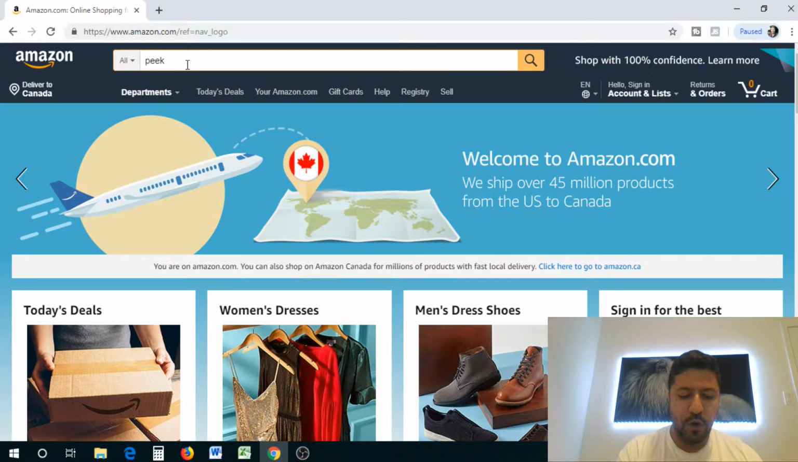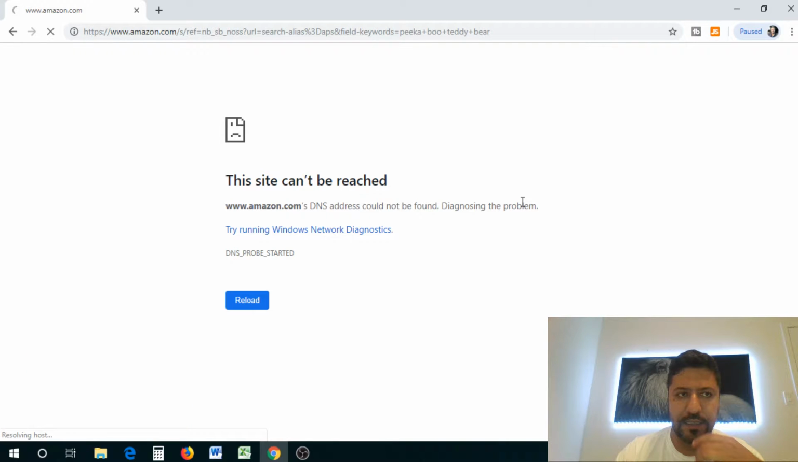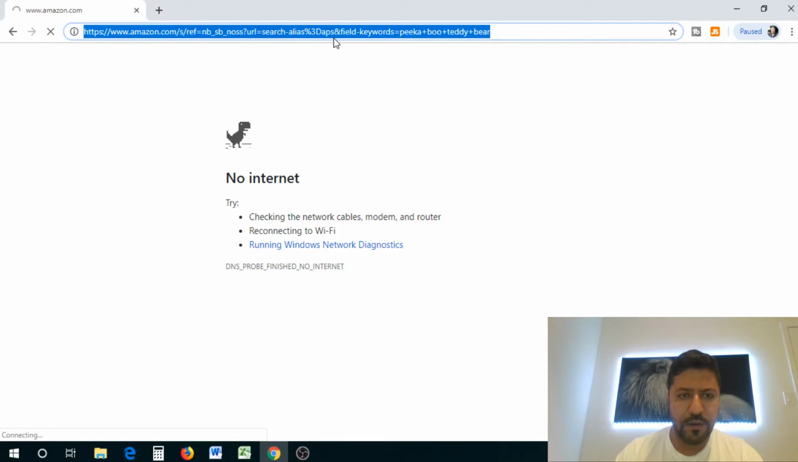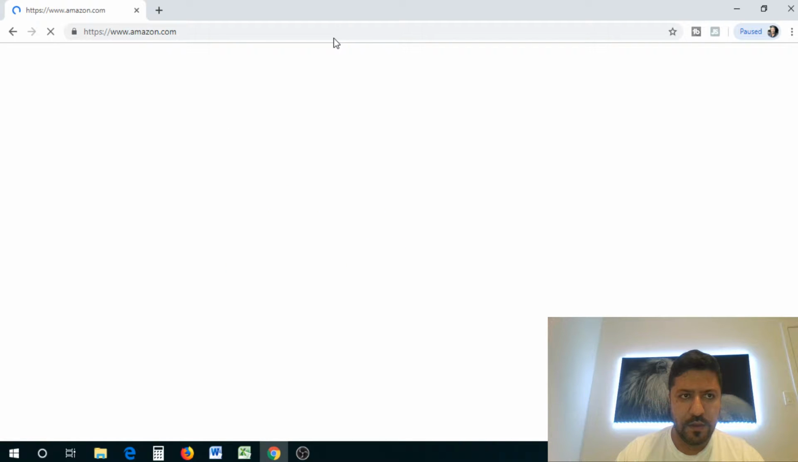Peekaboo teddy bear. Okay. Do we spell it with one O or two? I guess we'll find out. Let's take a look. Alright, so let's see what kind of listings come up. Huh, that's weird. Let's just go back to Amazon.com. Something messed up with the internet all of a sudden.